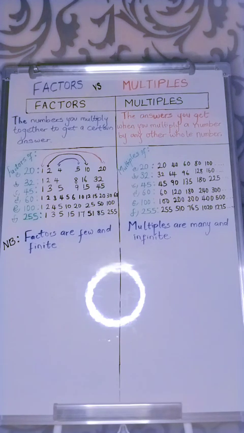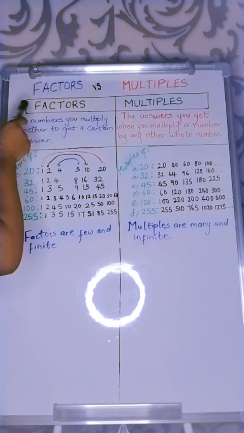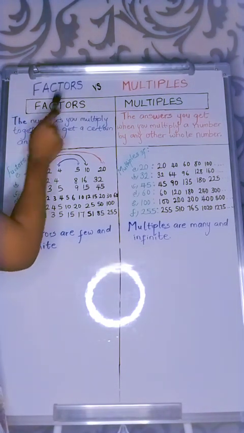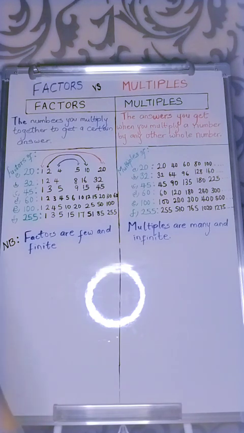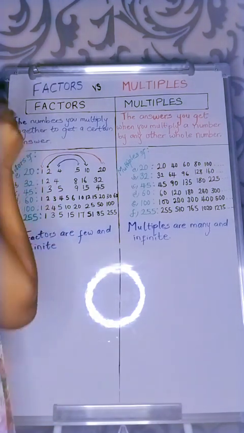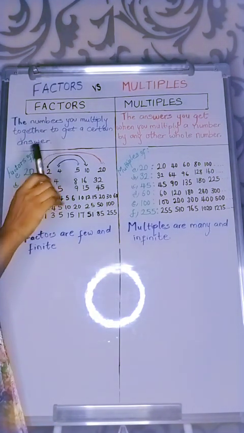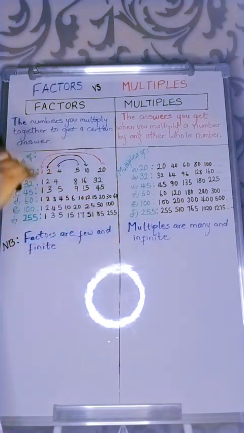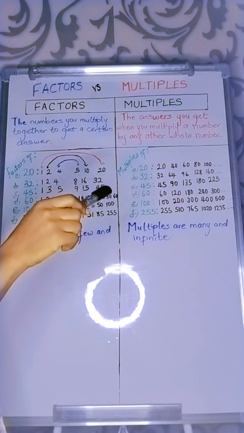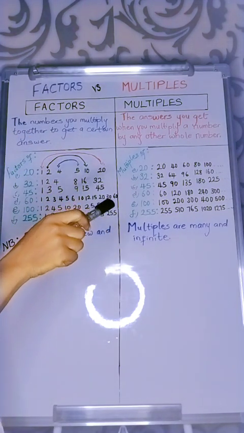So in this video, we are going to start with the topic factors and multiples. What are factors? The numbers you multiply together to get a certain number.